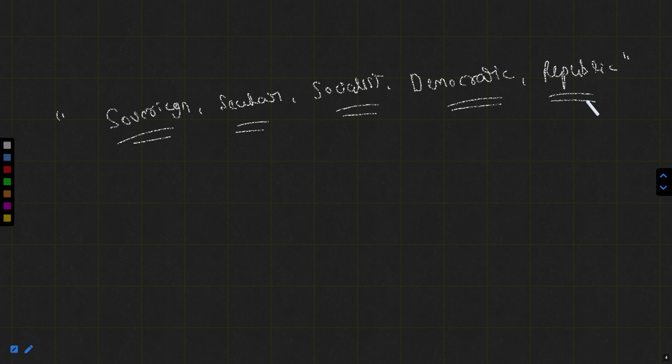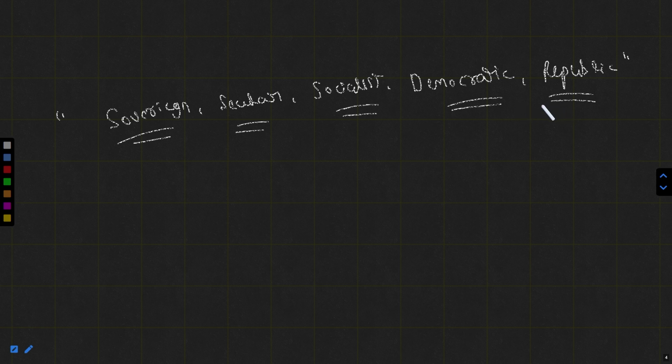This is the introduction of India as per the Indian Constitution. Sovereign, it means that we are not under any other country, we are independent on our own. Secular, it means the Indian state is not going to give privilege to any particular religion. Socialist, it means that we are thinking for the welfare of our people. Democratic, it means that the public has the right to choose their government and choose the people who will govern them for some specific period of time.